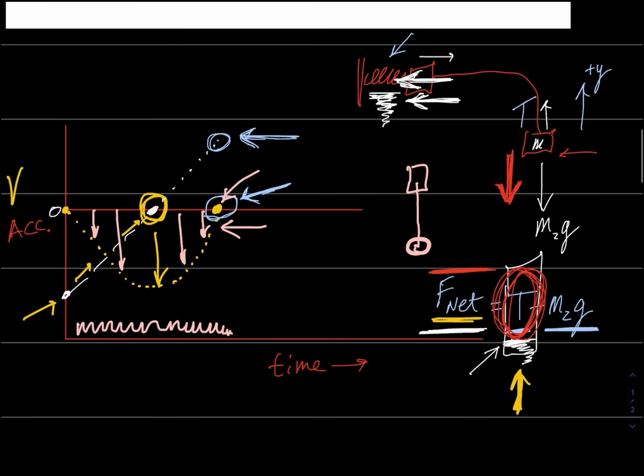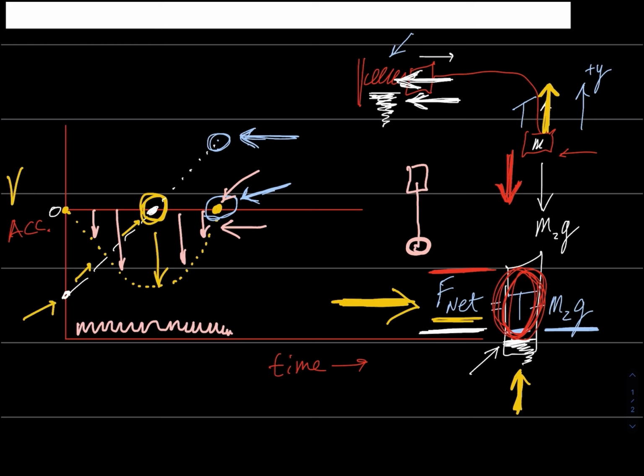It's because when we let go of the block, the net force on the block is m2g in the downward direction. And so the block will accelerate downward. And right when it starts moving, the tension force in the string, which is the other component of the vertical forces on the block, will get greater and greater.